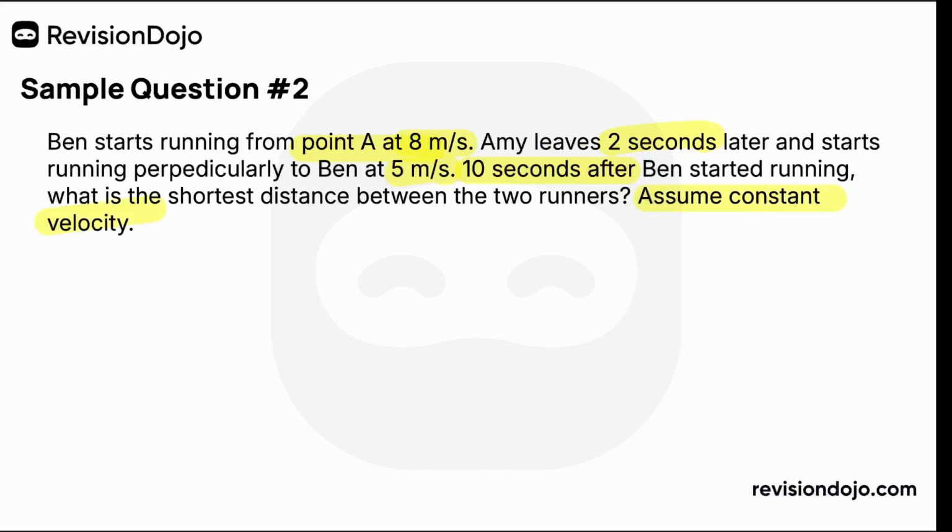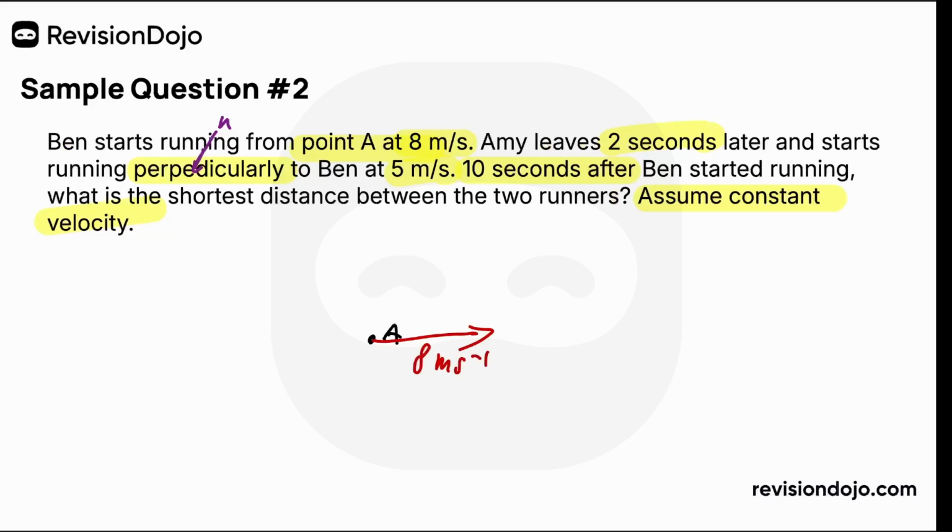Okay, so this question here sounds confusing. It's definitely quite convoluted and has lots of information. Also, it's important to highlight this and correct the mistake. There's an N here. All right. Anyway, the best way to approach this question is to draw a diagram at first. So we have point A here, and Ben starts running from point A. So let's assume Ben starts running in this direction at 8 meters per second.